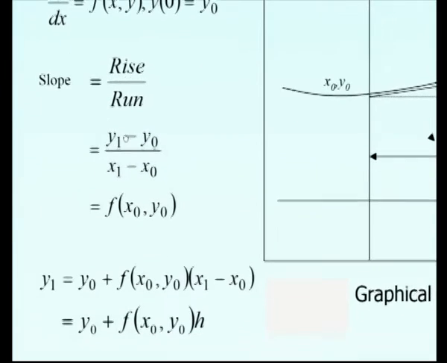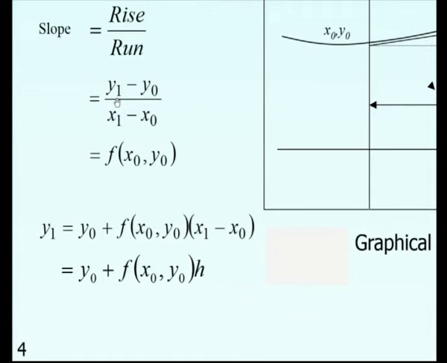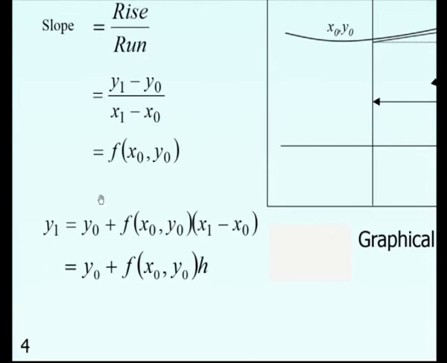So, this should be equated to f of x comma x naught y naught, and if I try to solve that, the same thing I can rewrite as y 1 minus y naught is equal to x 1 minus x naught times the f. Again that can be rewritten as y 1 is equal to y naught plus f at x naught y naught times x 1 minus x naught. Assuming that this is nothing but the difference between the initial point and the current point, we call it the parameter, the step size h.